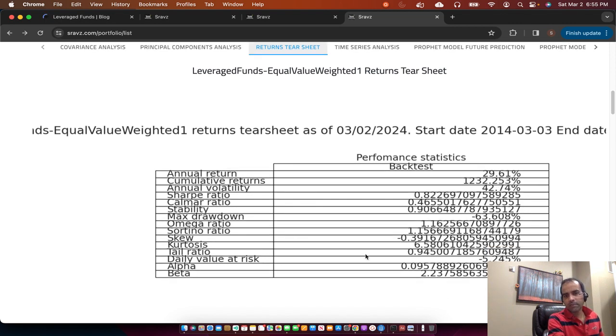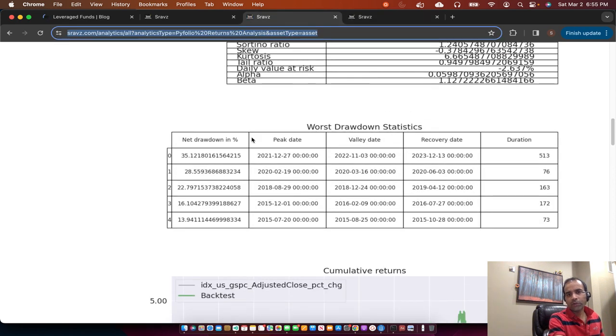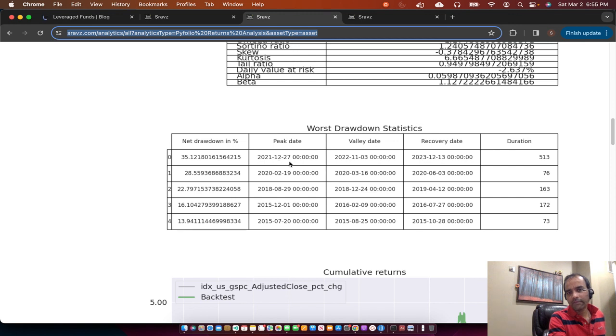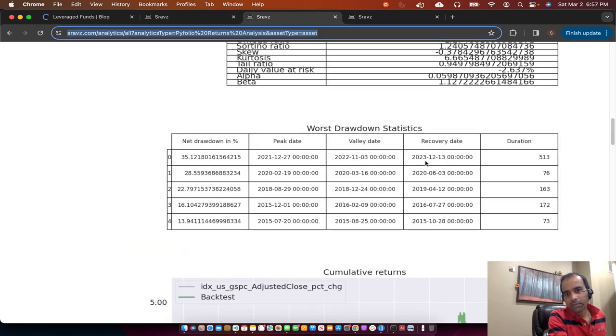We'll skip these other ratios. We'll go to the worst drawdown statistics. The worst drawdown for QQQ recently, the last drawdown, was 35%. The market went down by 35%. It started 12.27 and recovered on 12.13. 2021 12.27, which is around here, close to 2022, and it regained in 2023 around this time, 12.13. So it took close to 1.5 years to regain from that minus 35% drawdown.